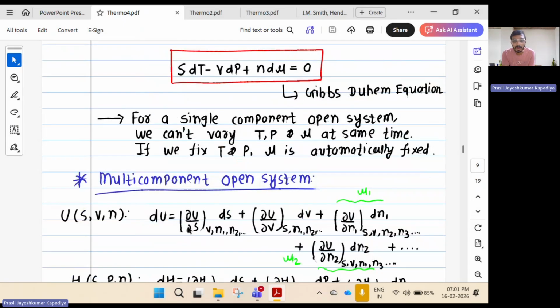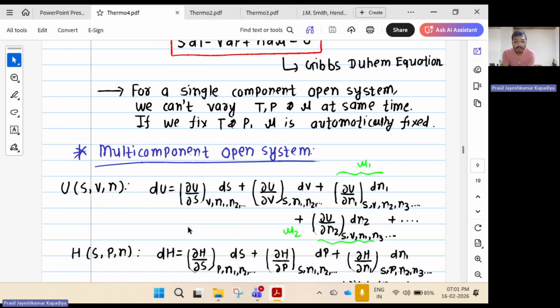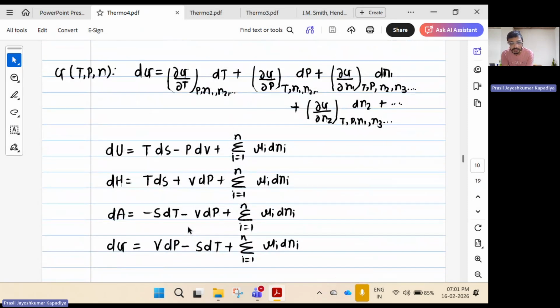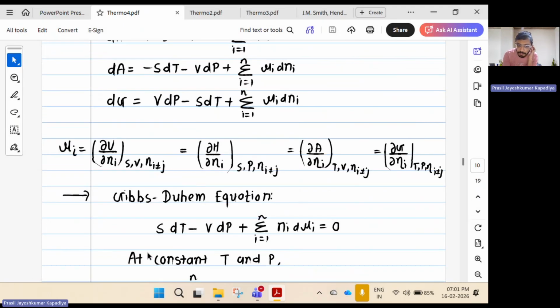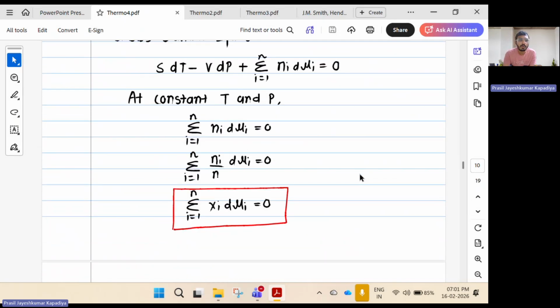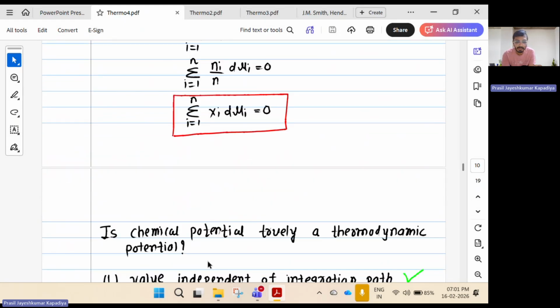Then we moved from single component open system to multi-component open system, and we only had to add the summation i equal to 1 to n of mu i dn i term in all du, dh, dA and dg terms. And again the Gibbs-Duhem equation, we can write it as summation i equal to 1 to n of n i d mu i instead of just n d mu. For constant temperature and pressure, this will be equal to 0, and this is our remaining equation.